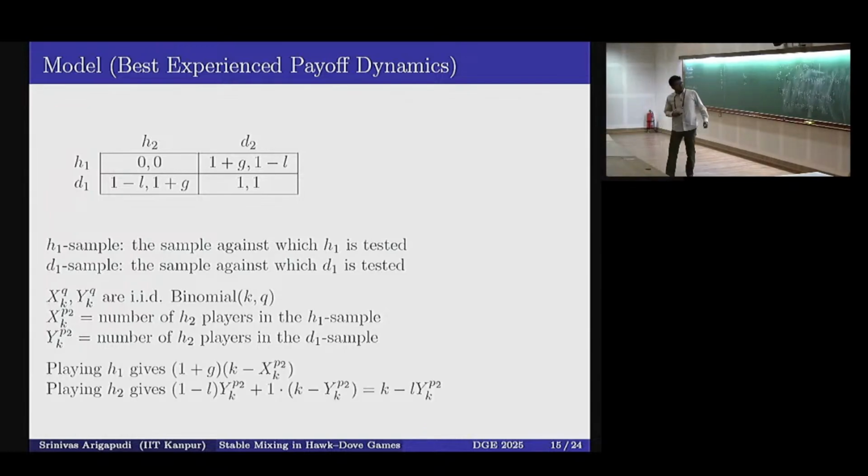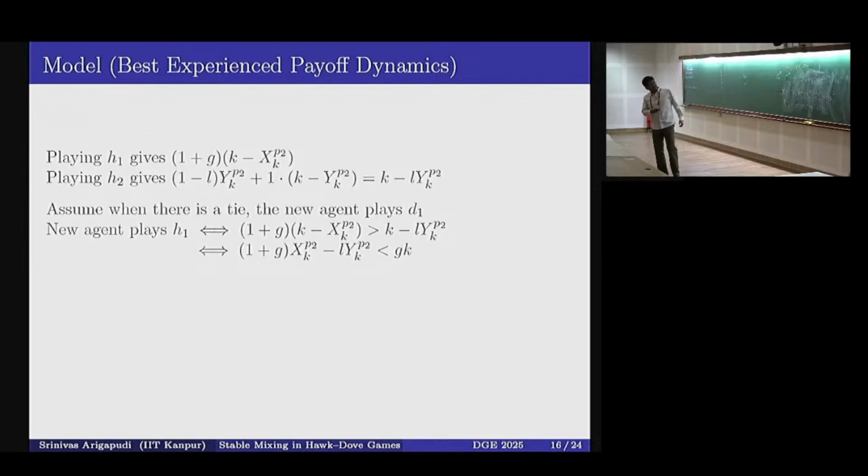Now playing H1 would give me 0 when I encounter someone who is playing hawk, and it will give me a payoff of 1 plus g when I encounter someone playing the dovish action. Since x_k is the number of hawk players in the sample, the number of dove players in the sample is going to be k minus x_k. So this is the payoff playing H1. And similarly, playing D1 would give me this particular payoff.